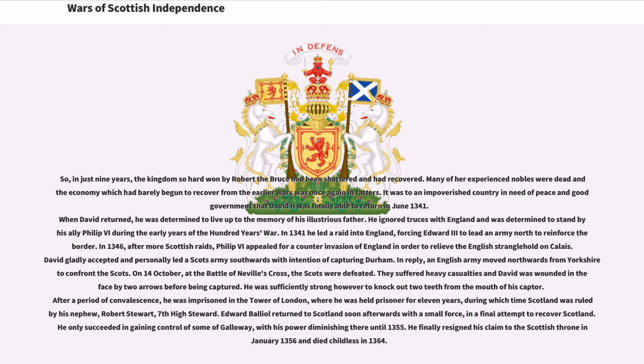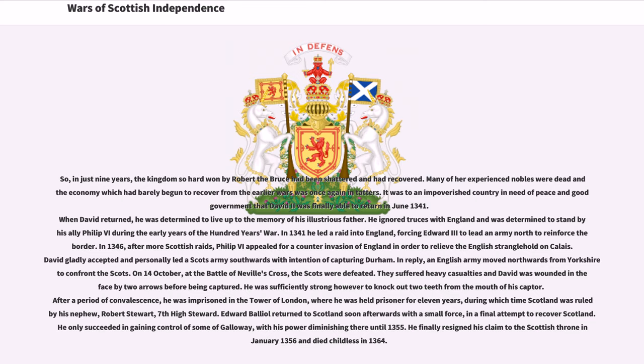So, in just 9 years, the kingdom so hard won by Robert the Bruce had been shattered and had recovered. Many of her experienced nobles were dead and the economy, which had barely begun to recover from the earlier wars, was once again in tatters. It was to an impoverished country in need of peace and good government that David II was finally able to return in June 1341. When David returned, he was determined to live up to the memory of his illustrious father.